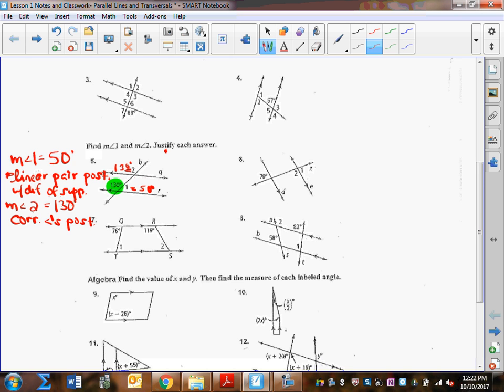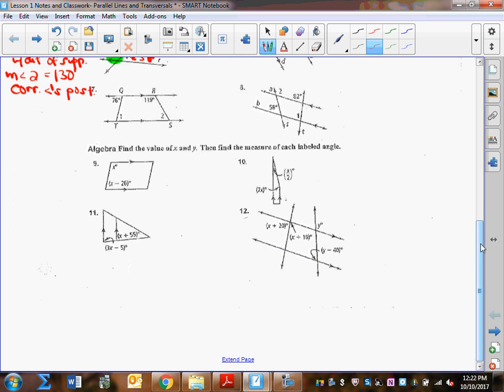Let's take a look at this next piece down here, the bottom part of our page. And it says find the value of x and y, then find the measure of each labeled angle. Let's take a look at number 10 over here. Alright, so now we have some variables that they want us to solve for. So we still have to use these postulates and theorems to solve for these unknown variables. Now, 10 is a pretty skinny, itty-bitty picture. If it helps you, feel free to extend out the lines or to even redraw the picture if you need to.